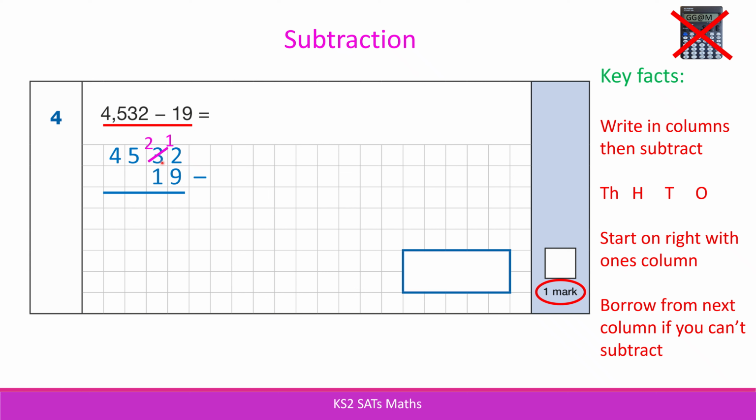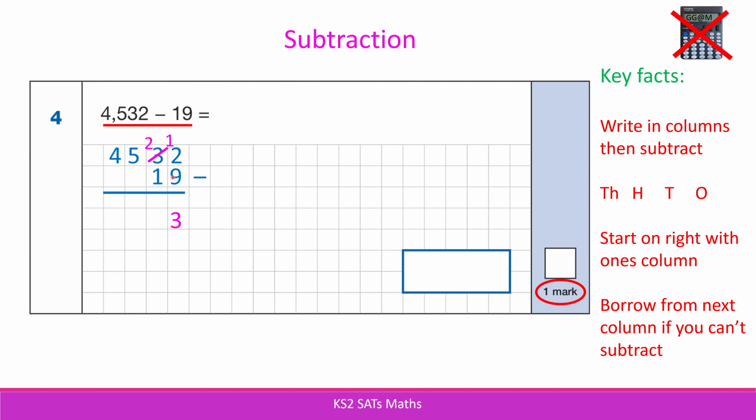So basically you cross the 3 out, make it 1 less and put it as a 2, and it will always work like that. And you always put a 1 here because you're borrowing 1 ten. So we've now got 12 take away 9, which we can do. So you can either work backwards from 12 counting down to take 9 off, or you can count up from 9 to get to 12, whichever way you prefer to do it. You get the answer 3.